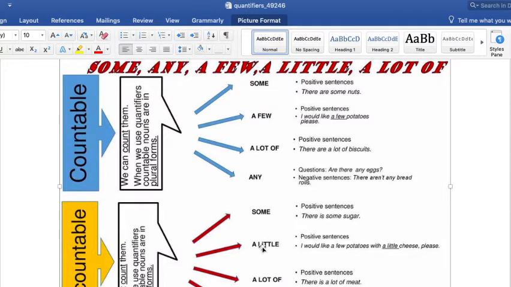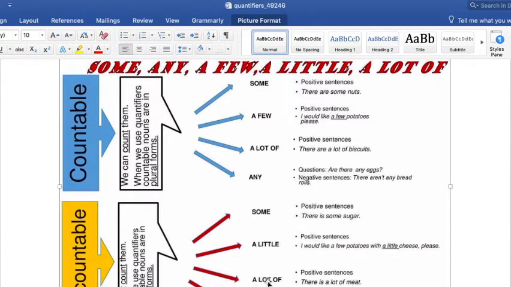A little is in positive sentences or affirmative, oraciones afirmativas. I would like a few potatoes with a little cheese, please. Un poco de queso. A little.